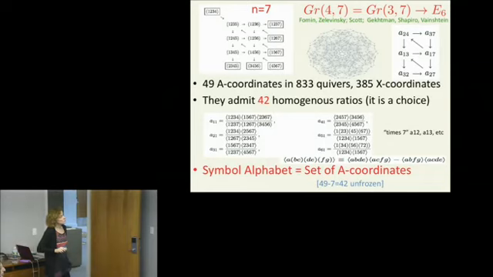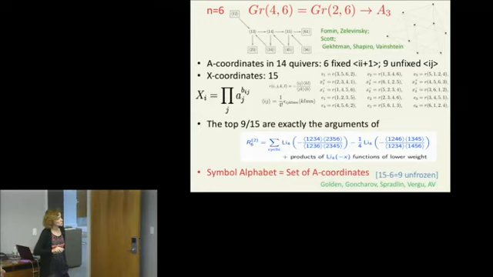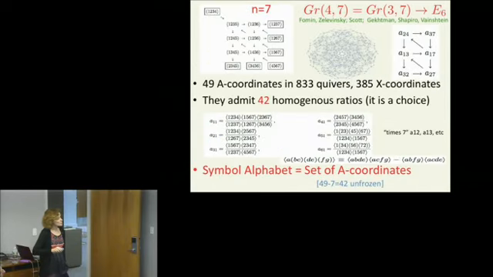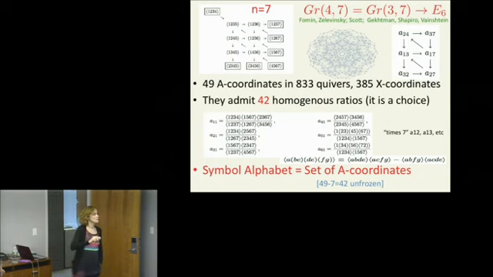If you go to 7 points, the initial quiver will look like this. This is 3 by 3 by 2, and this was just a Scherbak-Postnikov quiver for A3. So this becomes more complicated, but again, given this initial quiver and the set of mutations, you can produce the list of coordinates. There will be 49 A coordinates in this many quivers.